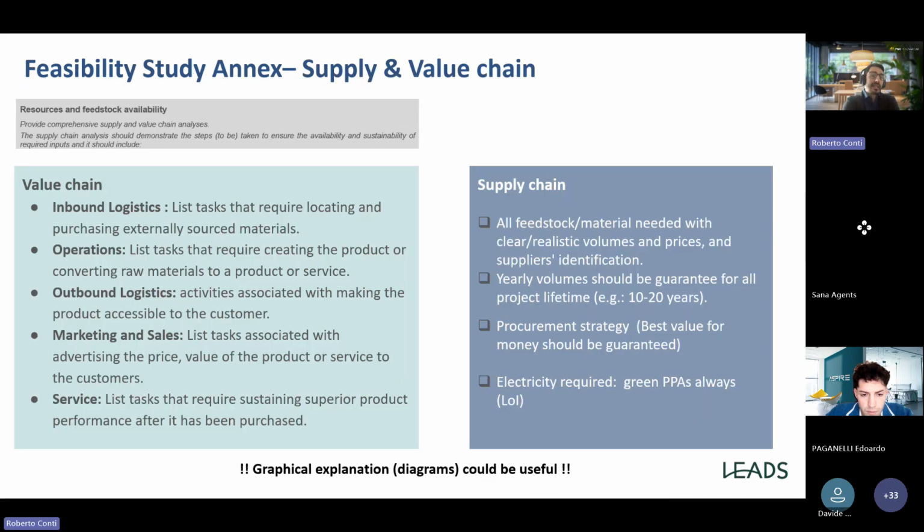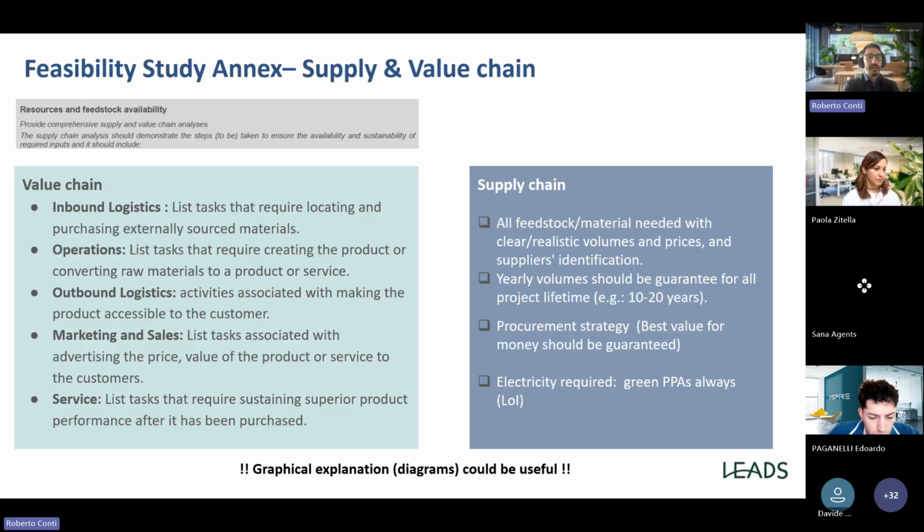Finally, another point is the supply chain and the value chain. So the resources and the feedstock availability. In this annex, the European Commission is asking you to describe your value chain and your supply chain. Don't forget that you are a business-oriented project. So you should have already in mind a clear supply chain.